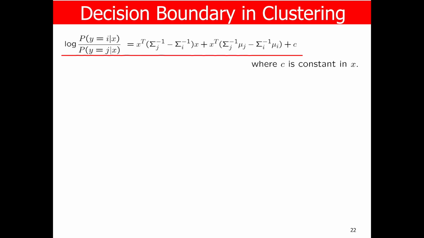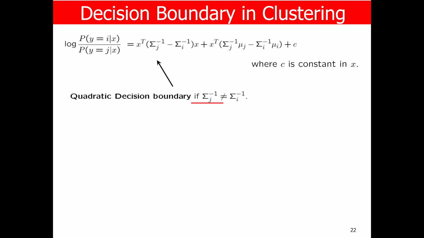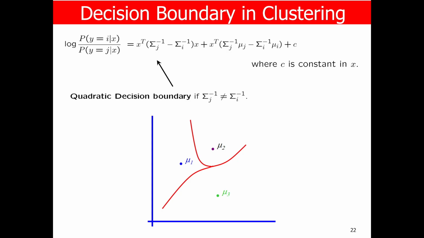So the log of the ratios of these conditional probabilities is just this quadratic function. Therefore, if sigma i is not equal to sigma j, then the decision boundary between any two clusters is a quadratic function. It might look something like this.